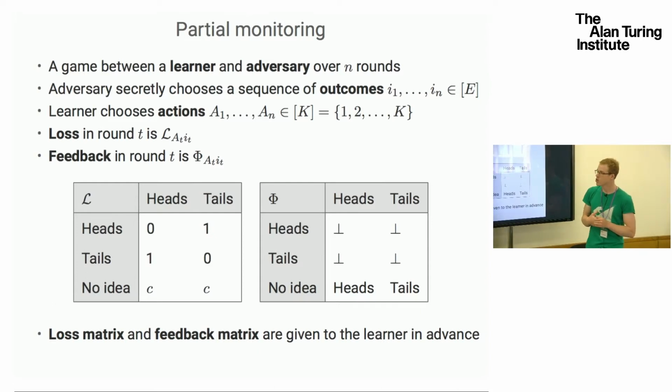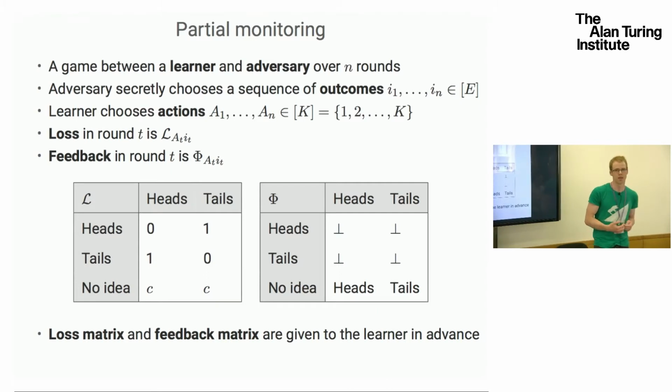Okay? And then you also get some feedback. So this is the big difference from the bandit game. In the bandit game, the feedback is your loss. You choose an action, you get to observe a loss. In partial monitoring, you don't observe the loss. You just observe some feedback. And the structure of that is given to you in another matrix, which you also know. Okay, so you know how the feedback is given to you, but again, you don't know the outcome.